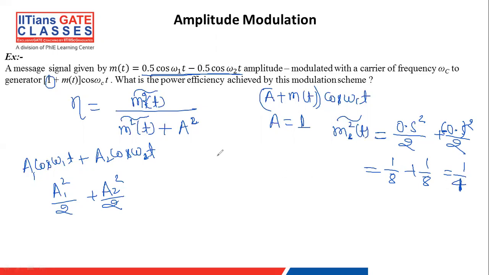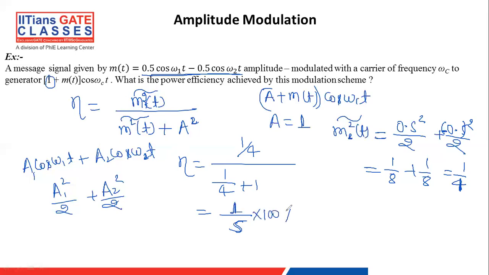So let's put it here. It is 1 by 4 over 1 by 4 plus 1, which is eta. It will be 1 by 5. So this is the efficiency, and in terms of percentage, you just multiply it by 100. That will be 20%. So in this case, the efficiency is only 20%. So this is the answer.